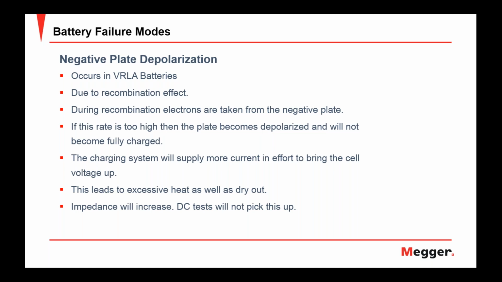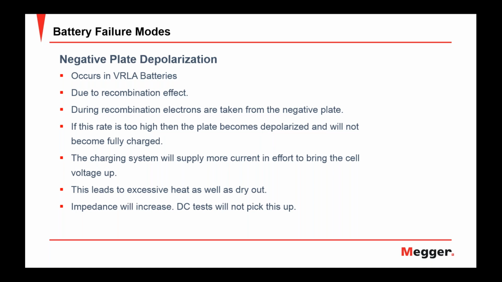Now, in order to measure this effect, there's several different types of tests you can do. You could do a DC resistance test or an AC impedance test. However, a DC resistance test will not pick up this failure mode. That is because a battery is not a resistor. It has capacitive properties to it.